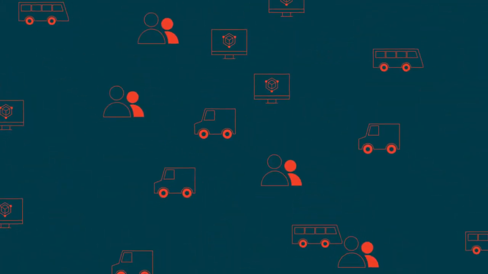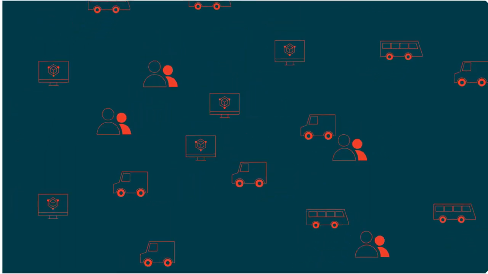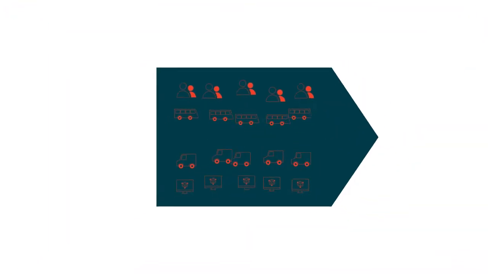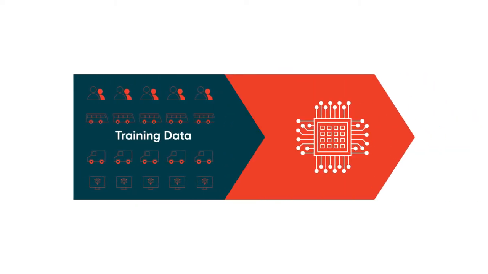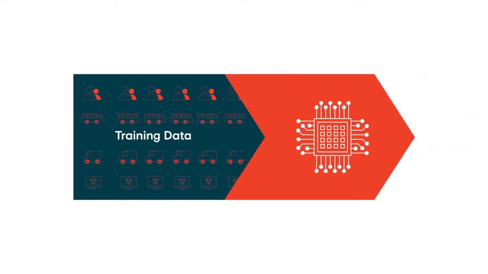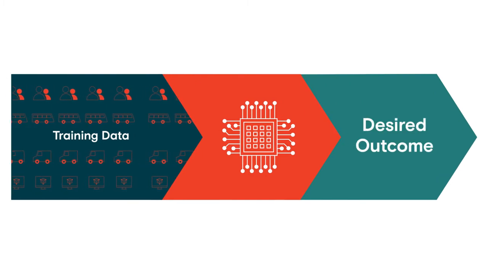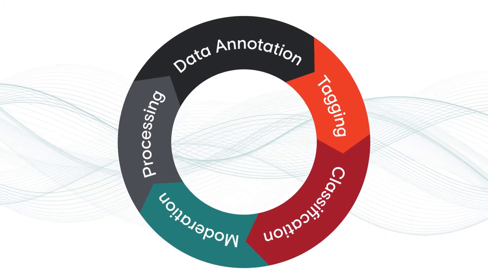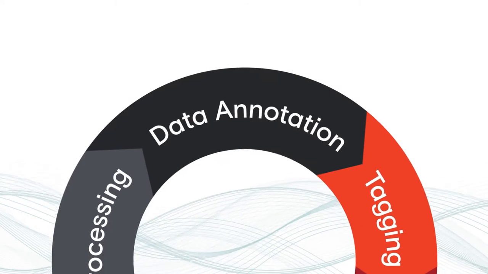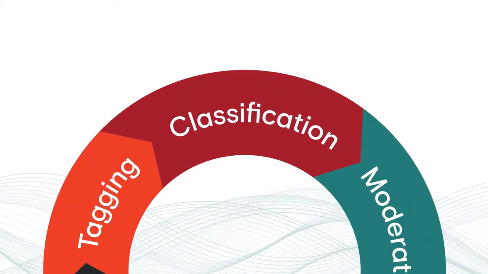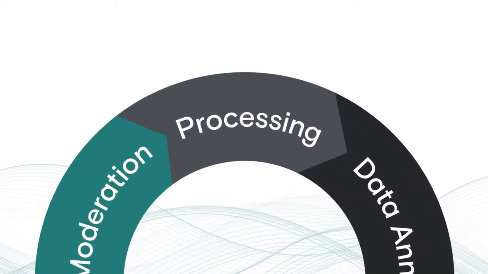When building an AI model, you often start with a massive amount of unlabeled data. A comprehensive process is needed to convert unlabeled data into the necessary training data to teach your AI models which patterns to recognize to produce a desired outcome. The entire data labeling workflow often includes data annotation, tagging, classification, moderation, and processing.